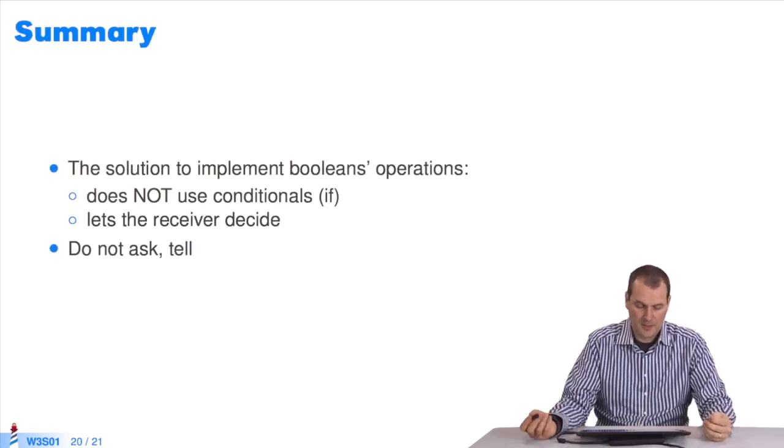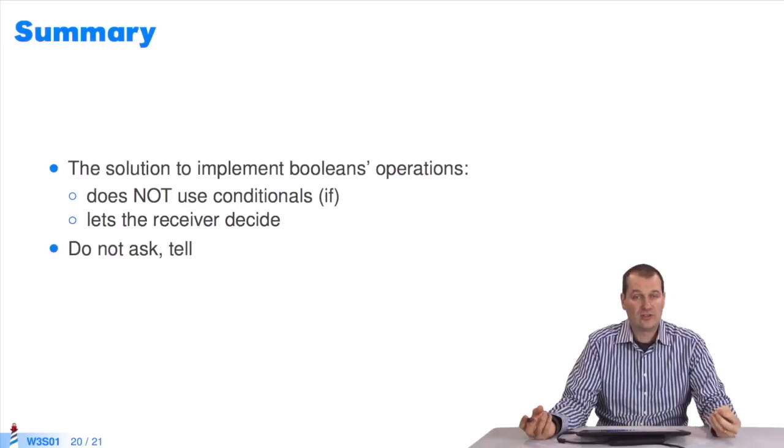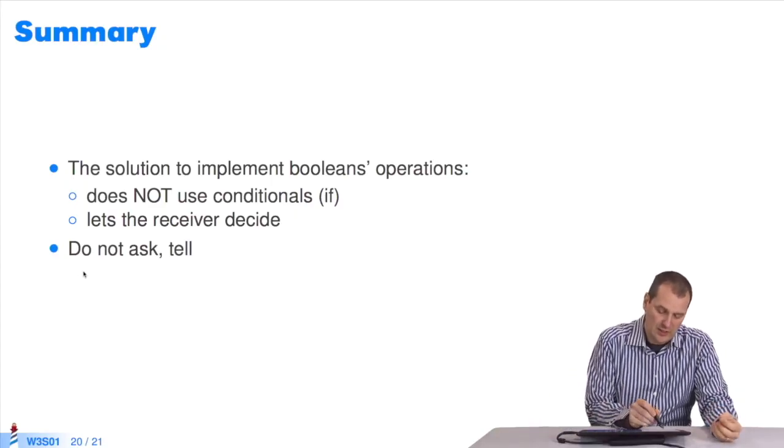What you have to remember is, the solution we have implemented does not use any conditionals or any conditional instructions, such as an explicit loop. It lets the receiver decide. It means that I tell the Boolean object which receives the message to find the right solution. I am not here to dictate what has to be decided. This principle is found elsewhere too. It's a fundamental principle of object-oriented programming.